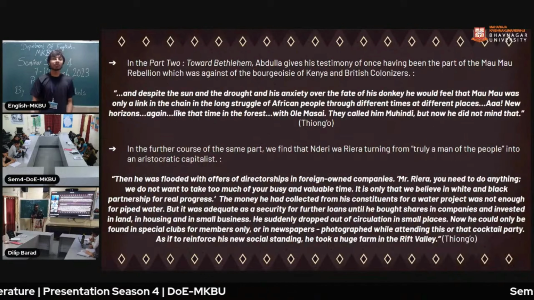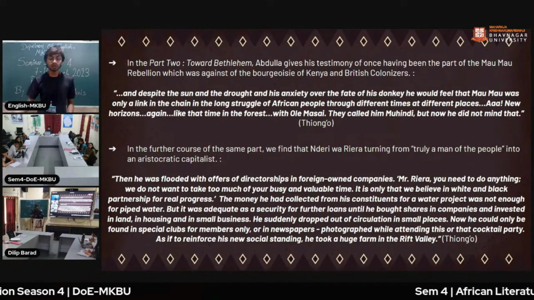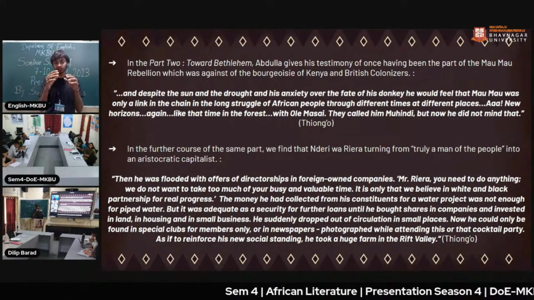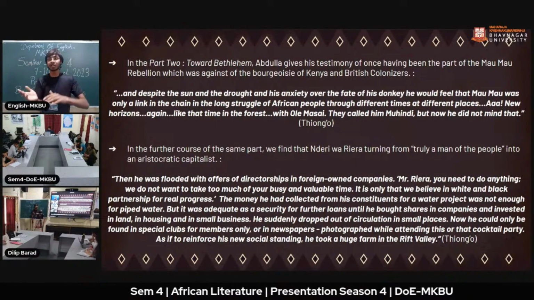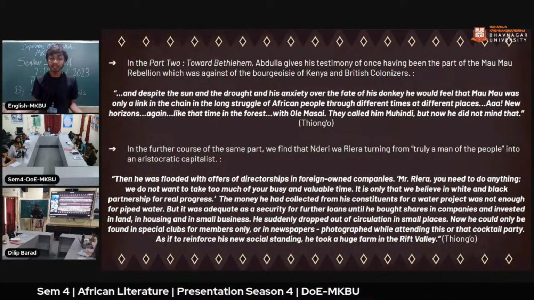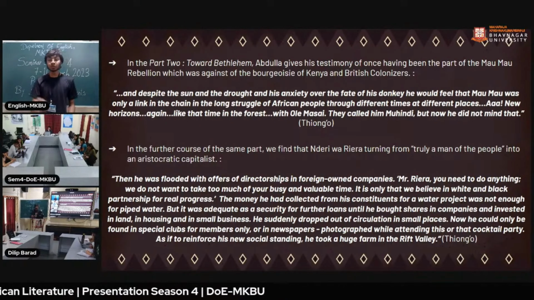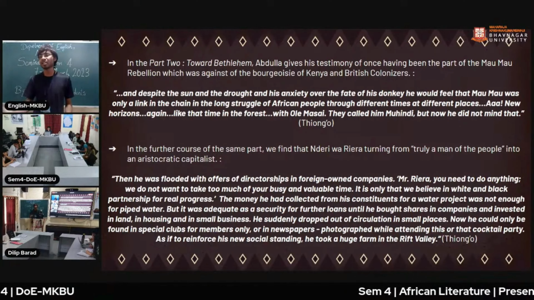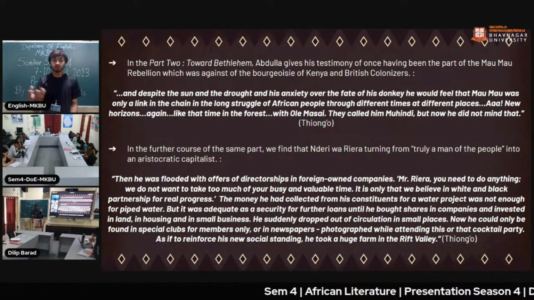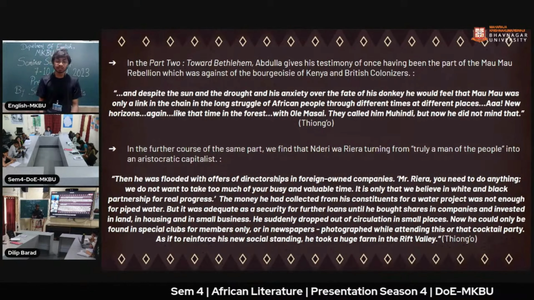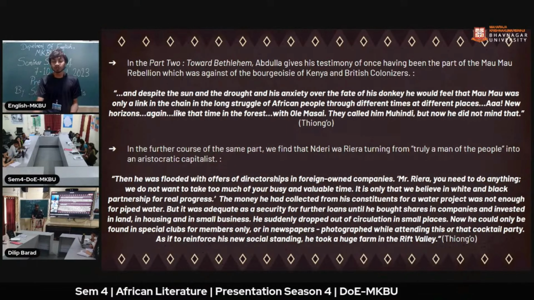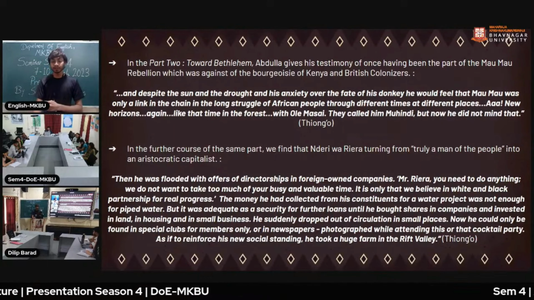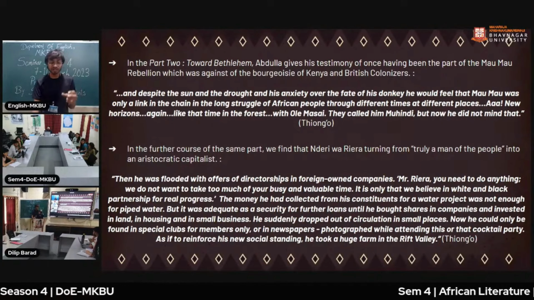And now, how does it occur in the novel? In part 2, so it is not chapter 2 but part 2. There are parts 1, 2, and 3 in the chapterization. In part 2, Toward Bethlehem, Abdullah gives his testimony of once having been part of the Mau Mau rebellion. Abdullah is the character who has one bar in Ilmorog, and he has an adopted son, Joseph. His testimony is of the Mau Mau rebellion, which was against the bourgeoisie of Kenya and British colonizers. So again, this realistic historical reference is coming.